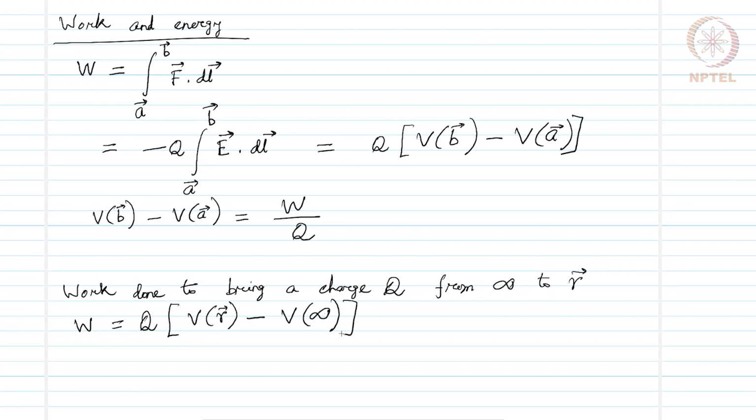And if we set this to 0, we find that the work done is nothing but Q times the potential, the electrostatic potential at the point r. Physically, we can interpret the electrostatic potential as the amount of work done to bring unit charge from infinity to a point r. This is the physical interpretation of electrostatic potential.